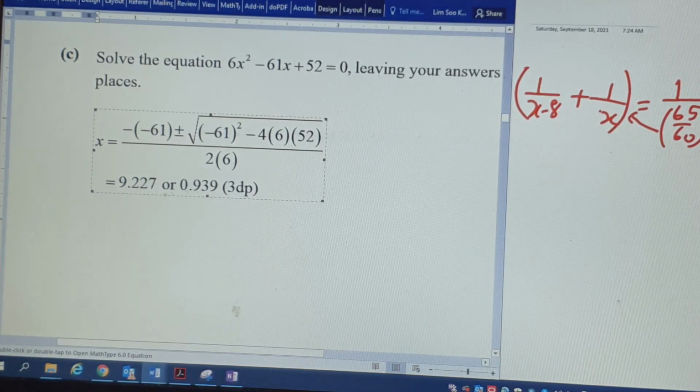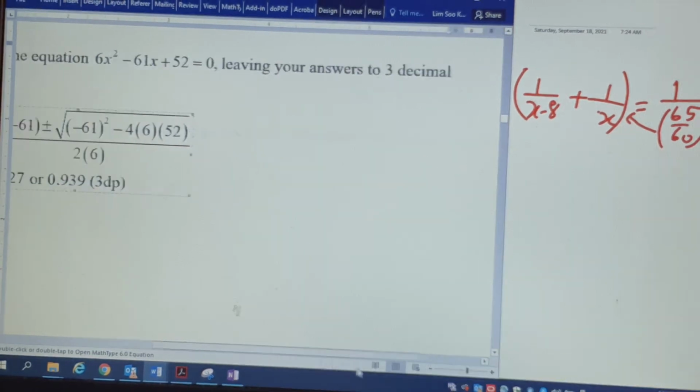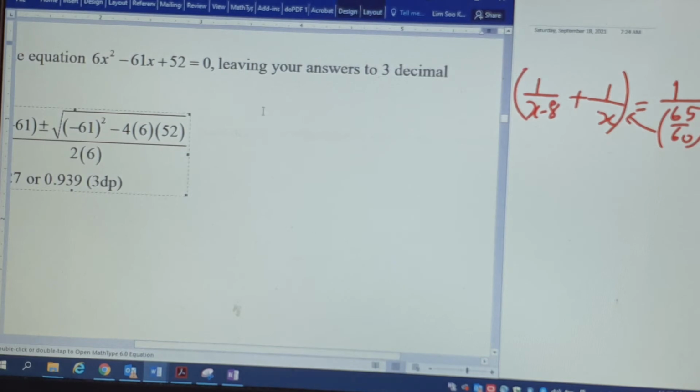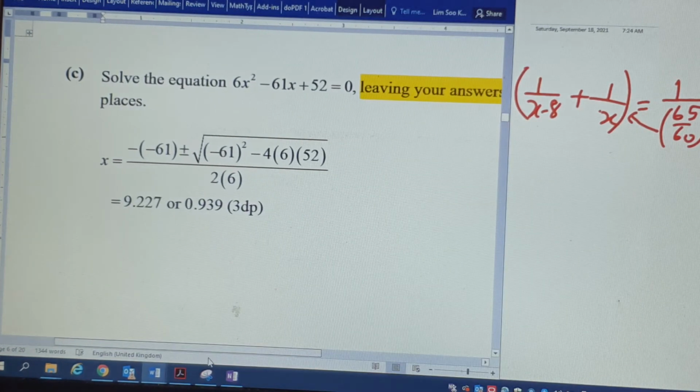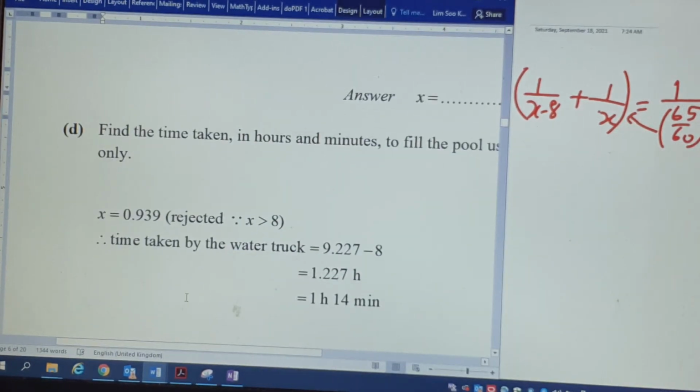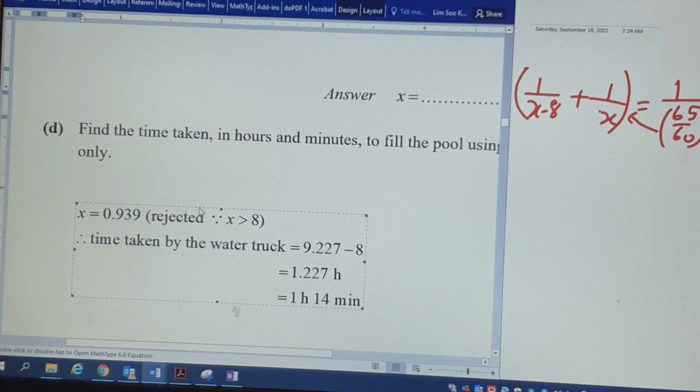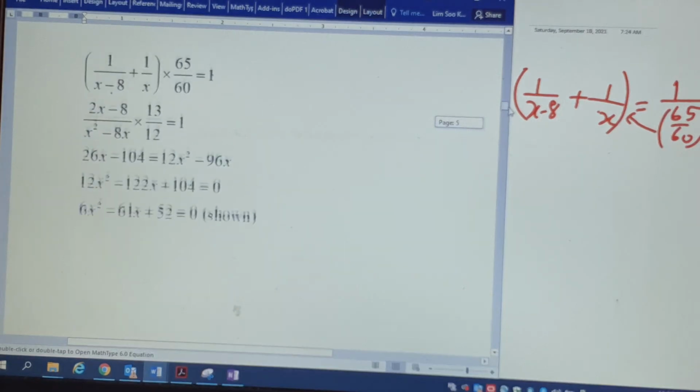Now do not reject the answer here, and take note what accuracy they want. It's not always 3SF. It's only 3SF if they never say. But now they did say that they want 3 decimal places, so you must leave it as 3 decimal places. Otherwise we will minus your marks in the examination. Okay, now then you reject. Why reject? Because x must be greater than 8. Why x must be greater than 8? Let us see this part here.